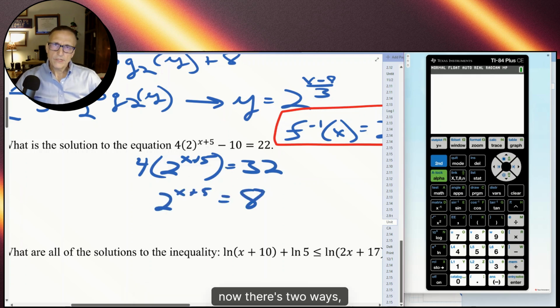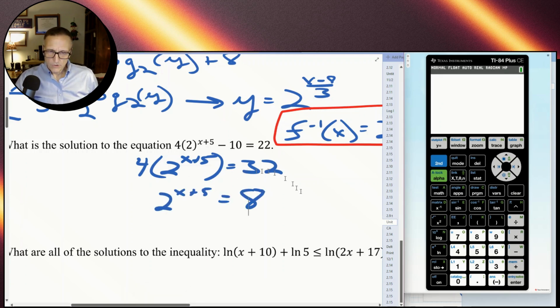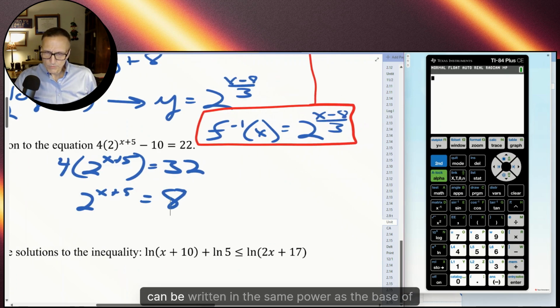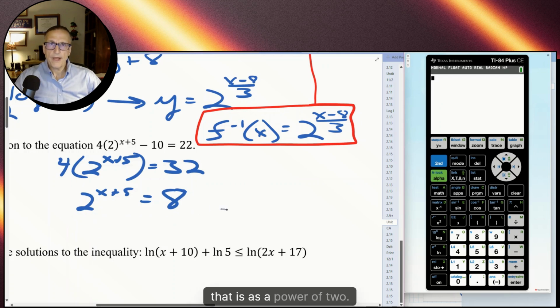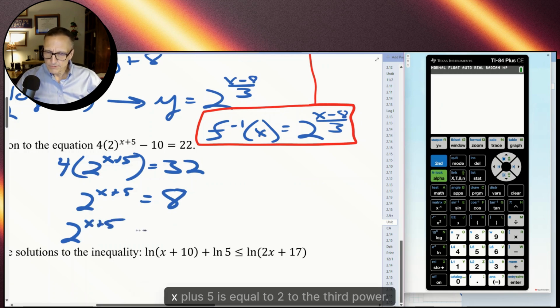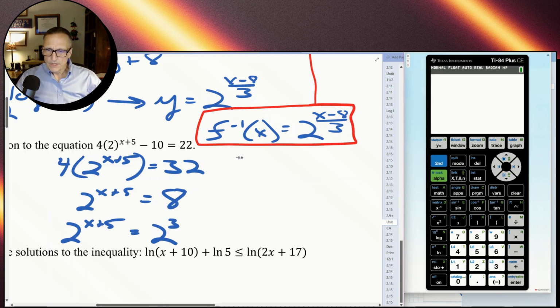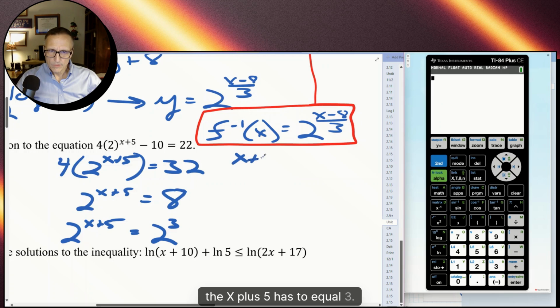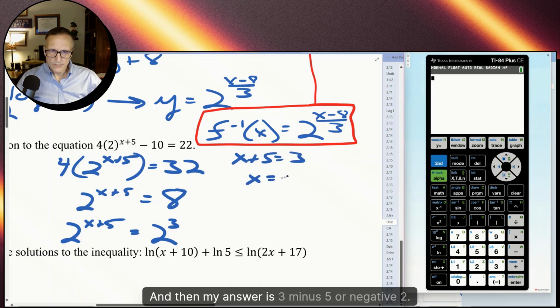All right, now there's 2 ways to go about this at this stage. Hopefully you recognize that the right-hand side of the equation, which is 8, can be written as a power of the same base as the exponential on the left, that is, as a power of 2. So my next step could be to write this as 2 to the x plus 5 is equal to 2 to the third power. And then for this equation to be true, the x plus 5 has to equal 3. And then my answer is 3 minus 5, or negative 2.